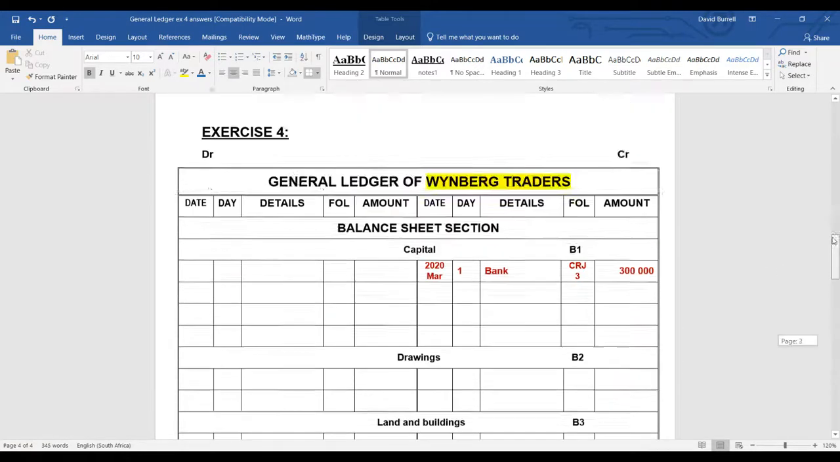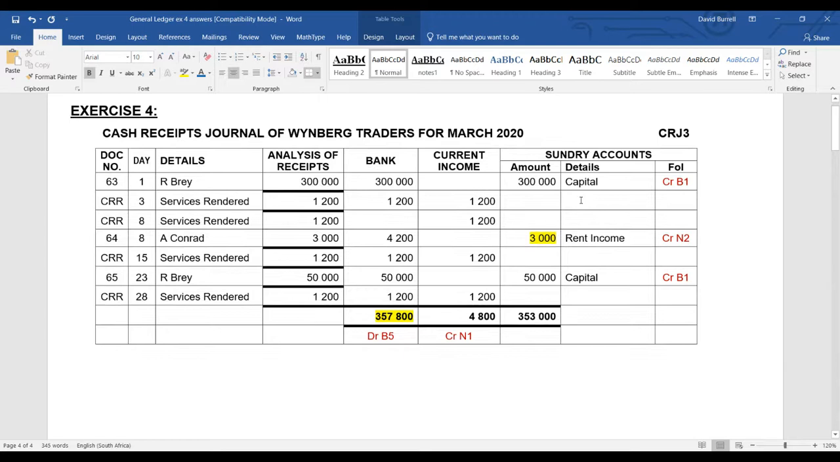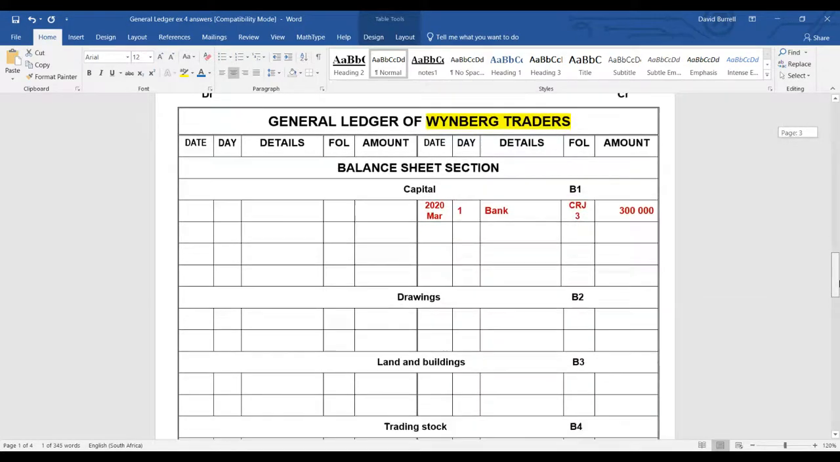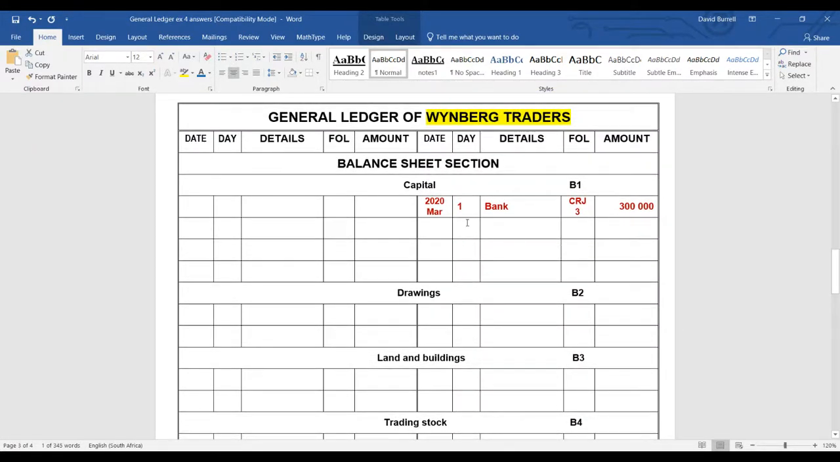And then if I remember correctly, I think we had just one more entry in the cash receipts journal. Yes, that's right. It's this one here, 50,000 for capital. So again, to the credit side of B1, our capital account, and our Bray paid in this capital, or we received this increase in capital from our Bray on the 23rd. Okay, so I don't need to go and write 2020 March again. I can just go and put in the 23rd bank CRJ3, and the amount was 50,000. Okay, that's it. We've posted from the cash receipts journal. We've done absolutely everything we needed to.